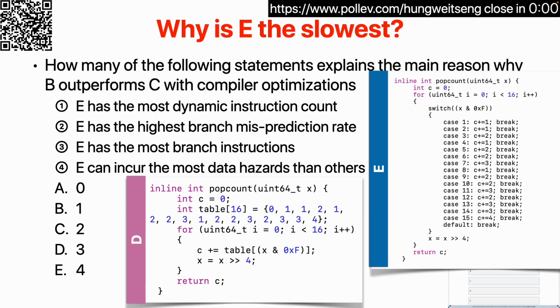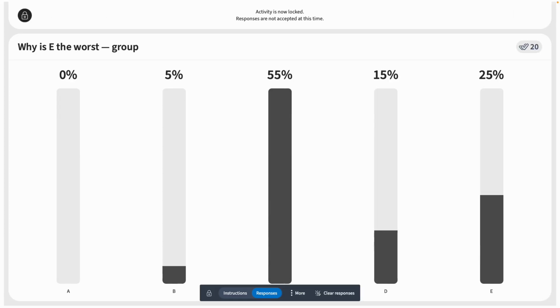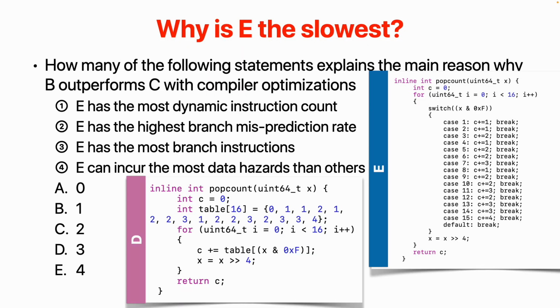All right, let's take a look. After discussion, more of you think there are two. So, well, E has the most dynamic instruction count. Yes. Why? We have the same loop unrolling we can do. Why does it still have the most dynamic instruction count? Because each switch has a compare and branch, but it's still better than version A, right?